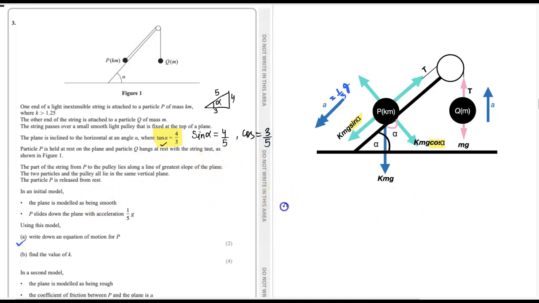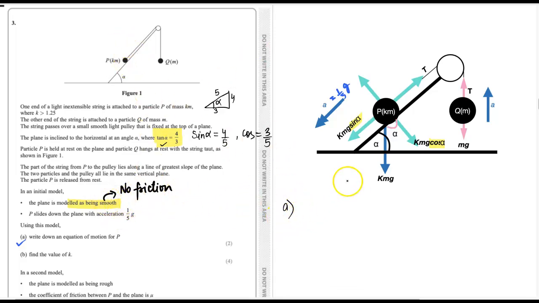Now let's do part A. Over here the plane is being modeled as smooth. When the word smooth comes, what is it actually telling us? It is giving us the hint that there is no friction. You would be clear with that. So we do not have to think about friction like F max equals mu R. No, we need not think about that right now. Initially it is the first model, which means we would definitely have a second model over here, which would be rough. Right now we have no friction.